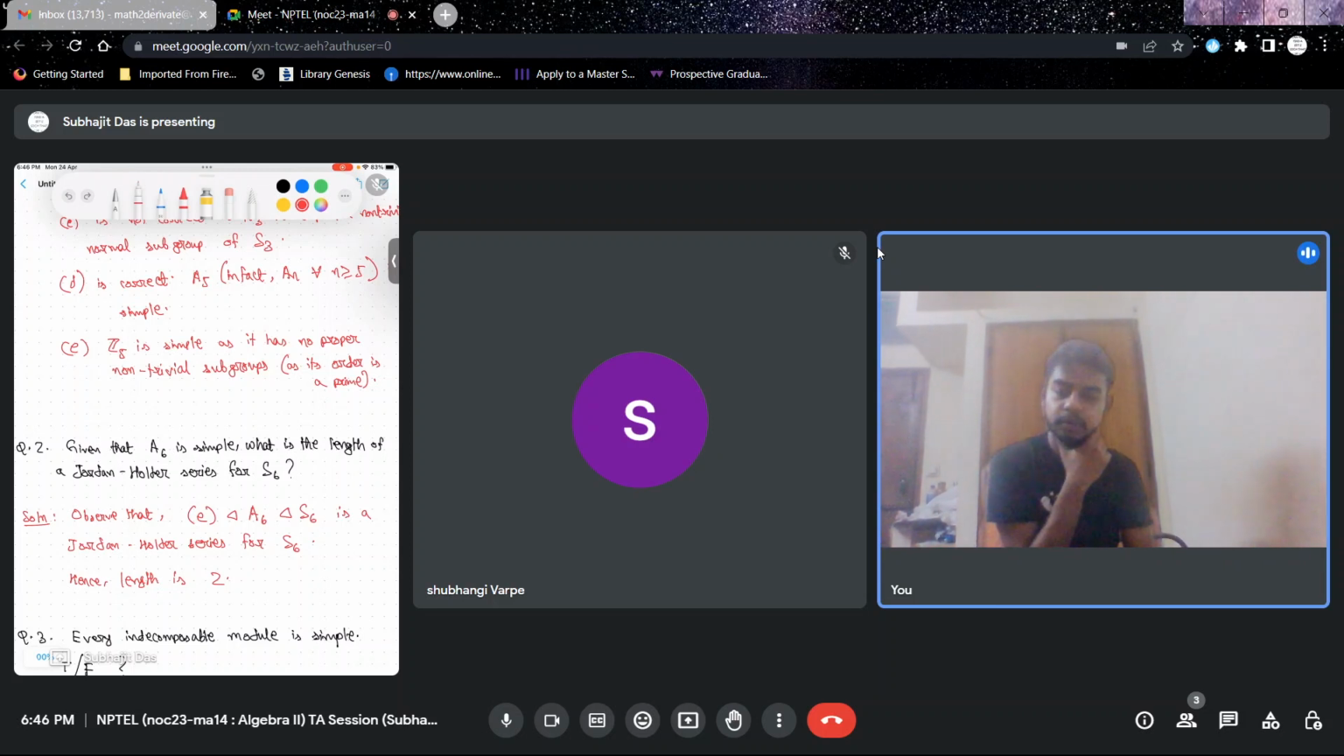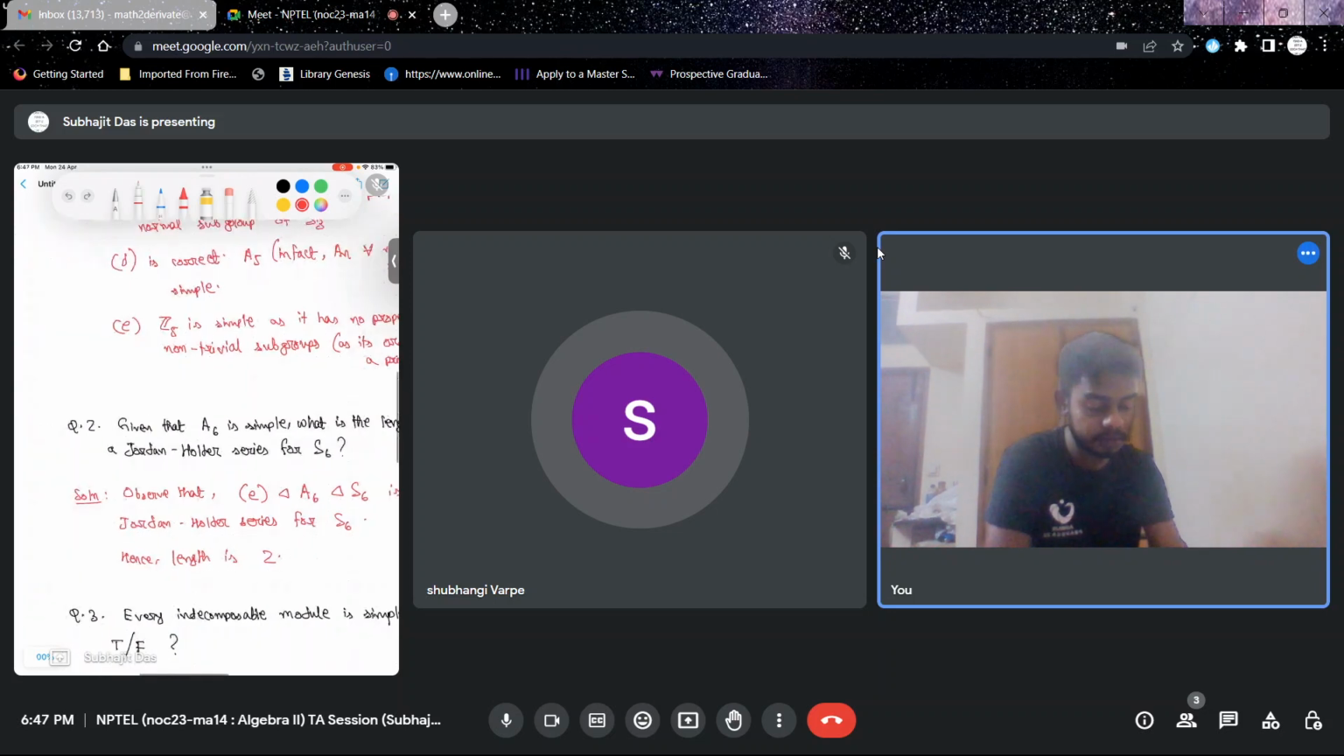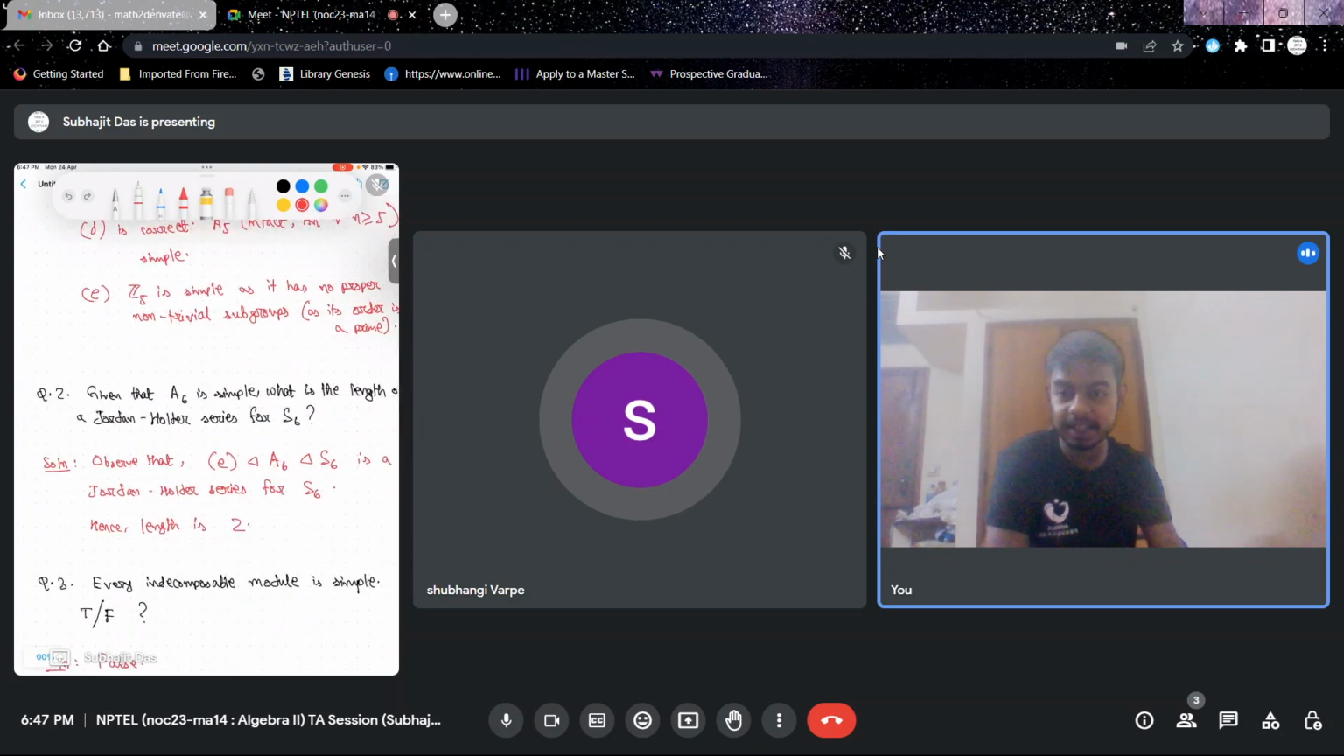So S6, you know, is the symmetric group on 6 letters, and A6 is the corresponding subgroup of all even permutations, right? So what is the order of S6 modulo A6? It's just 2, right? So the corresponding quotient will be isomorphic to Z2, which is a simple group, and hence this is a Jordan-Holder series for S6, and the length of this series is 2.